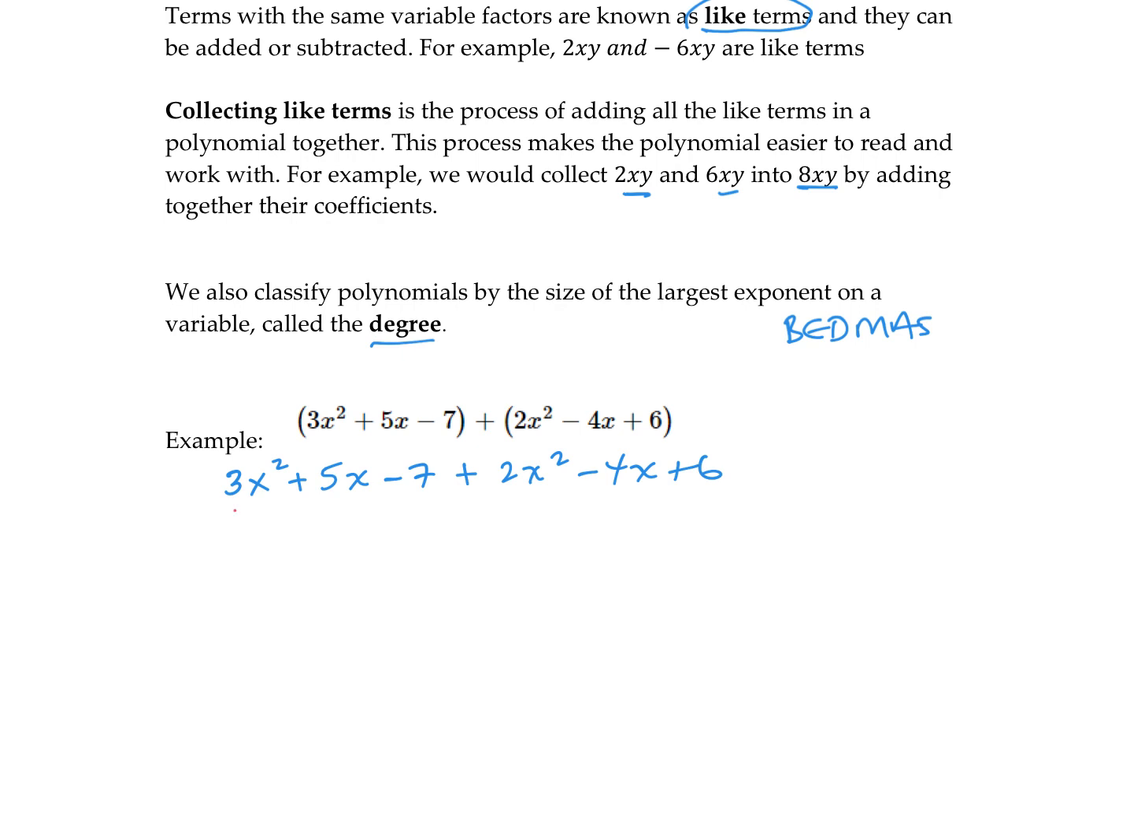So 3x squared and 2x squared are like terms, so we can add the coefficients. 5x and negative 4x are like terms, so we can add the coefficients. 5 minus 4 is 1. And then negative 7 plus 6 are like terms. They are constant terms, so we can add those together. So negative 7 plus 6 is minus 1. And that is simplified. I have done it in descending order, highest degree first.